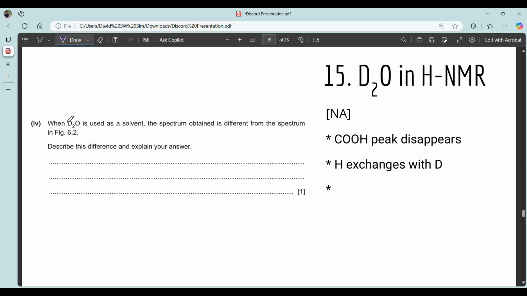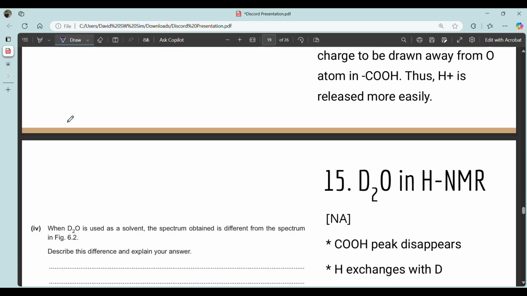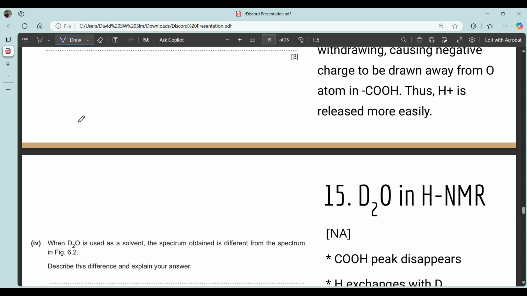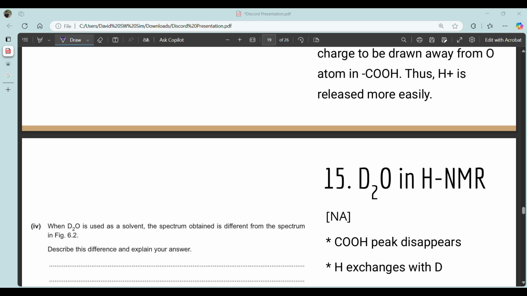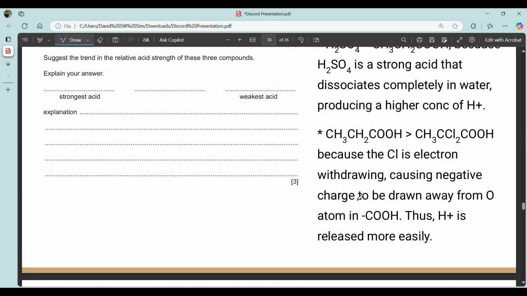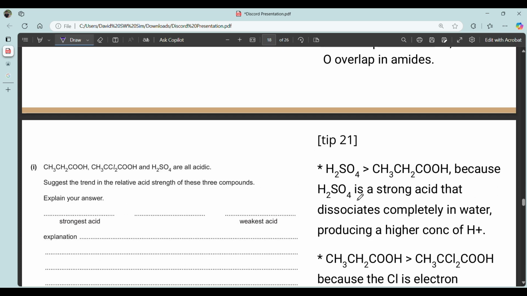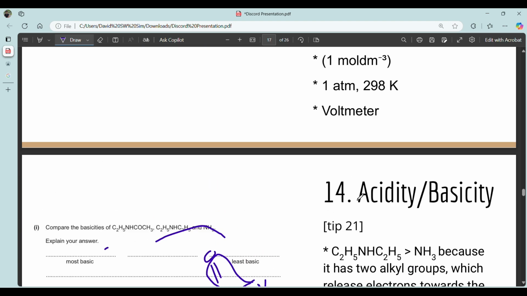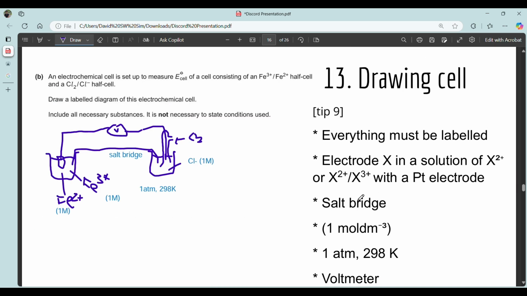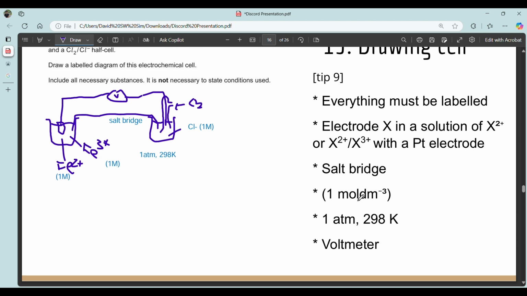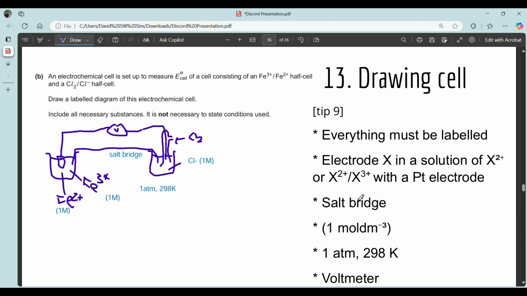Okay, so we move on to our last field, which is H NMR spectrometry. So far, does anyone have any questions about acidity and basicity? Okay, what's the difference between a galvanic and an electrochemical cell? That one, okay. An electrochemical cell and a galvanic cell are basically the same thing. It's just two different words for the same thing.